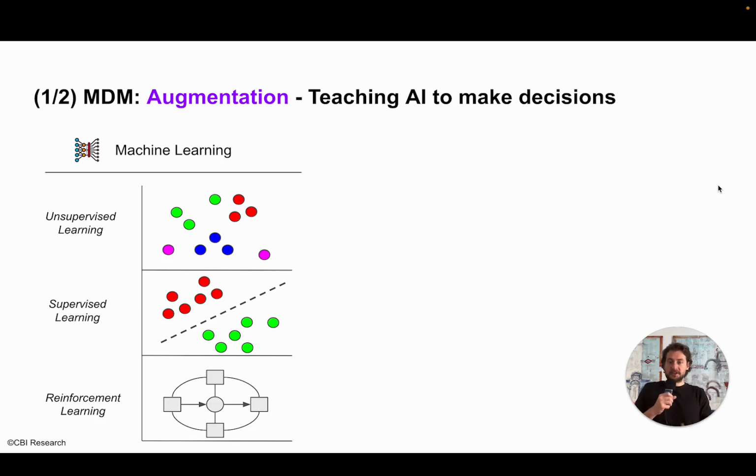Let's take a look first at augmentation, right? So what I mean by augmentation is our propensity to teach AI to make decisions. I don't want to get too technical in this course either, but I just want to bring up the 3 different ways that we can train AI to learn. In the field of machine learning, we have unsupervised learning, supervised learning, and reinforcement learning.